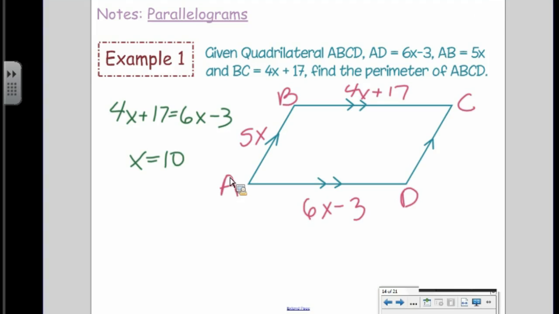When you know one side, you really know two sides because opposite sides are congruent. And so then we'd have 50. When you know one side, you know the opposite side is congruent. And so what's the final answer? The perimeter. Yep, 214. Let's move on. Okay, good.